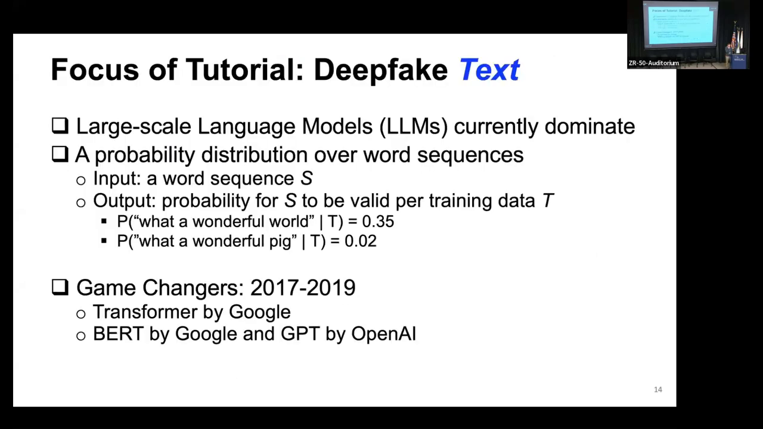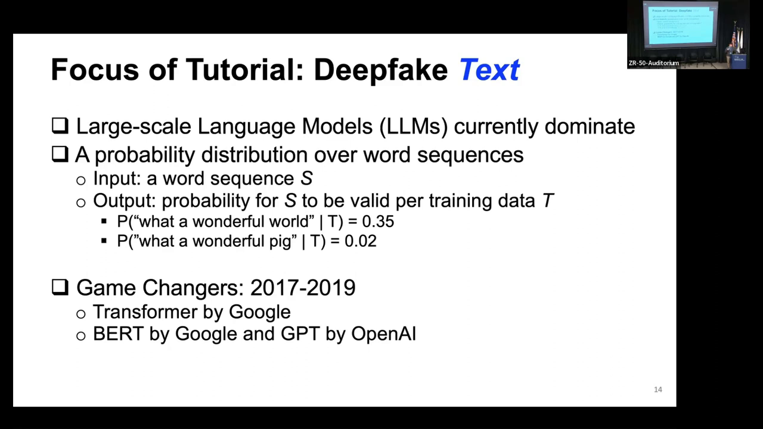Okay. So finally, the modality that we are interested in: the text domain. Right now, the tools to generate text are pretty much dominated by a model called the large-scale language model, LLM. Very simply speaking, if I abstract it very roughly, a language model is a way to calculate the probability distribution over a word sequence. So if you ask what is the likelihood for a phrase such as "what a wonderful world," this is a very common phrase, so the probability will be a bit high, but if you ask "what a wonderful pig," because it's a very rare combination, the probability will be much lower, right?